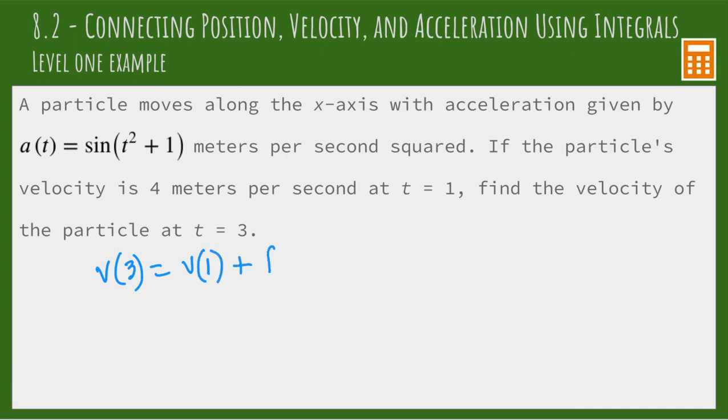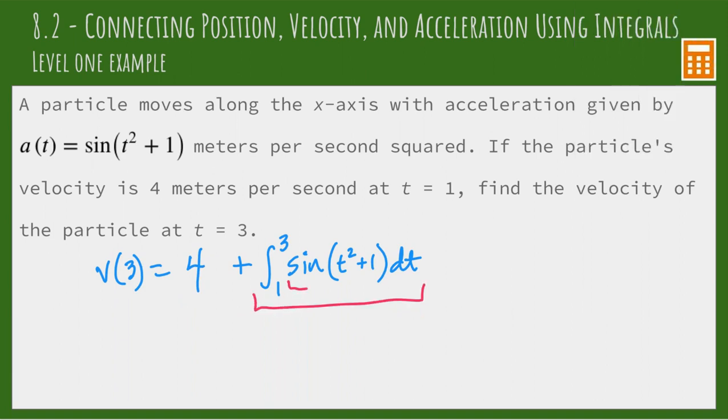And so the change in the velocity over that time interval is going to be the integral of the acceleration during that time interval. So this is going to be sine of t squared plus 1. And we know that v of 1 is 4. So we're going to plug this into our calculator. We can do this a couple of different ways. You can evaluate this definite integral on the graph by putting sine of x squared plus 1 in for y1, and then using the integrate function on your grapher to do that.